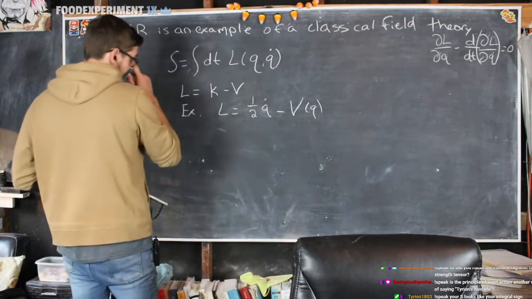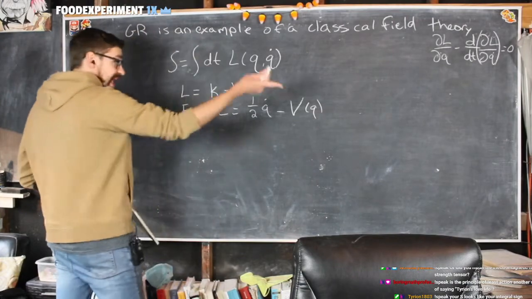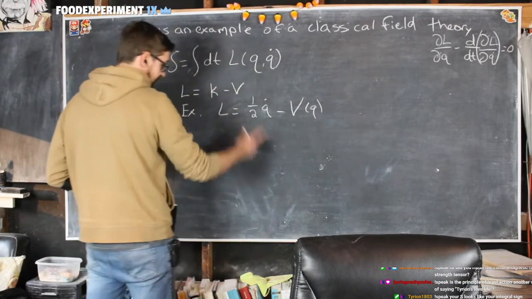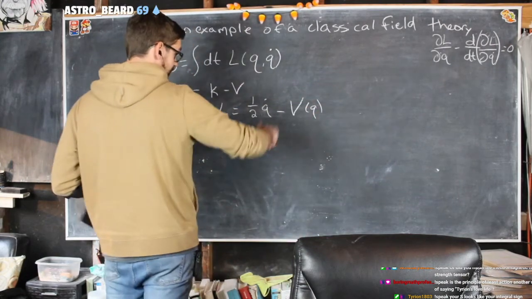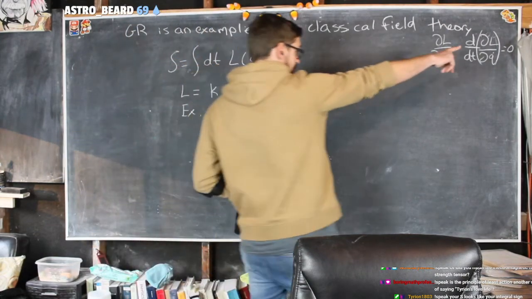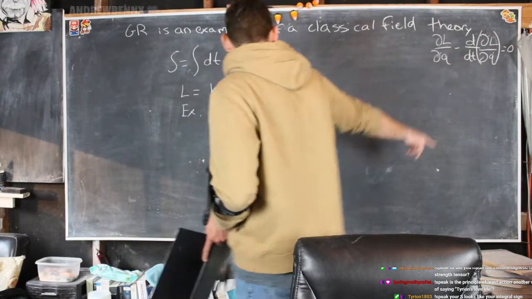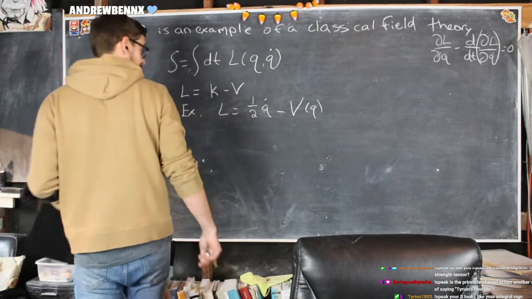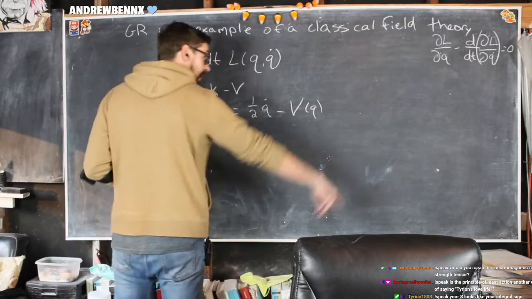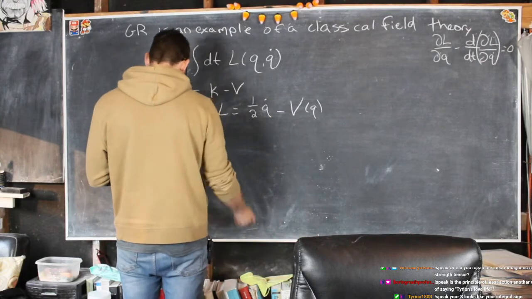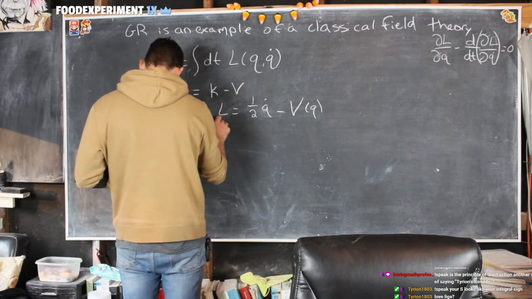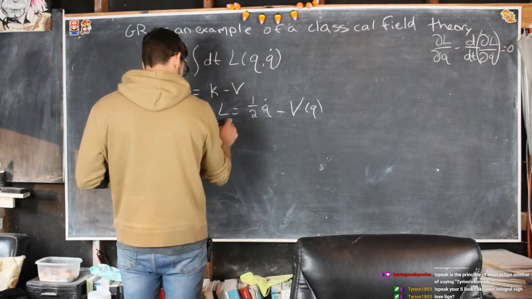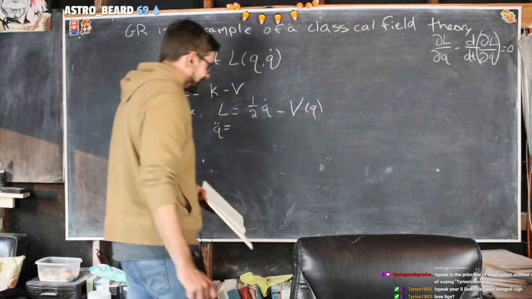And then we can find our equations by just plugging this into there. You take the derivative with respect to Q, and you get dV/dQ. You take the derivative of L with respect to Q dot, and then you take the time derivative again, and you'll get Q double dot. M equals 1, I assume. Is equal to, for now, yeah.